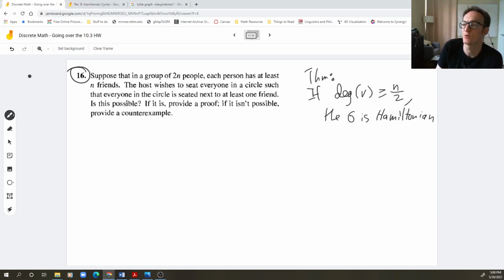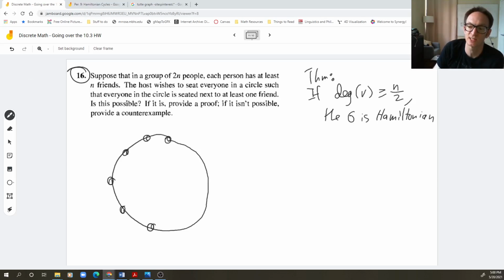Do you sort of recognize it in the wild? So there's a party, 2n people. The host wishes to seat everyone in a circle such that everyone in the circle is seated next to at least one friend. Is this possible? Well, what is a circle in which everyone is seated next to a friend? In other words, you let your people be vertices. You let there be an edge between them if they're friends. And so putting 2n people together in a circle such that everyone is seated next to a friend is literally just saying, is there a cycle? Because you can just think of every cycle as a circle in which you just go all around.